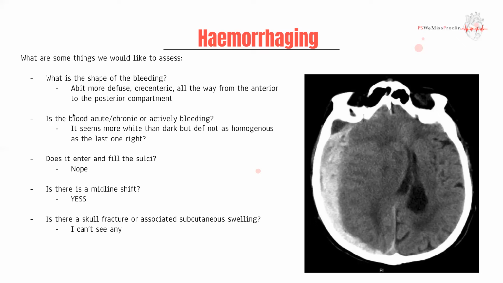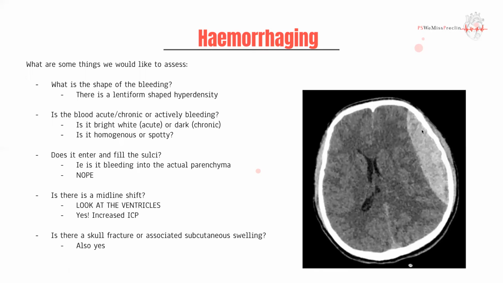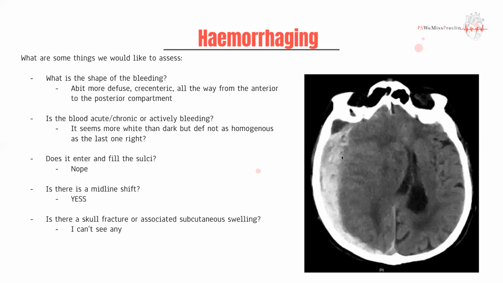Is the blood acute or chronic? Well, it seems more white than dark, which means it's probably an active bleed, but it's not as consistent as the earlier ones, right? If we have a look, this is nice and the density of it seems pretty consistent. With this, on the other hand, we have a few blotchy spots here and there. Again, I know this is not very technical, but it helps you to understand, I guess, how long the blood's been there. So if you're seeing darker spots, that makes me think, well, it's been there a bit longer than the previous one. Does the blood enter the sulci?